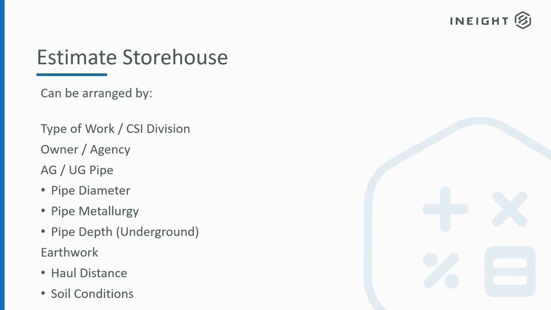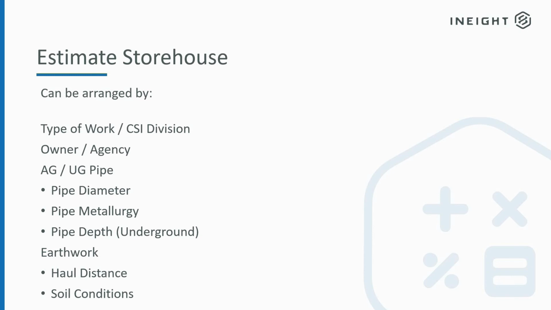So again, the storehouse can be arranged by type of work, CSI division, master format, InEight format, whatever makes sense. We've got a lot of customers that do a lot of public work, and maybe they've organized their storehouse estimate or estimates by owner or agency. We have a lot of customers that do above ground as well as underground pipe work, and they may want to organize their storehouse based on diameter, metallurgy. Is it carbon steel, stainless steel?